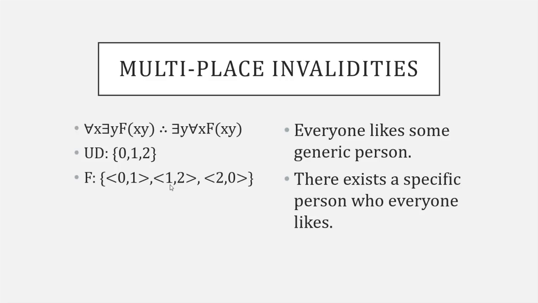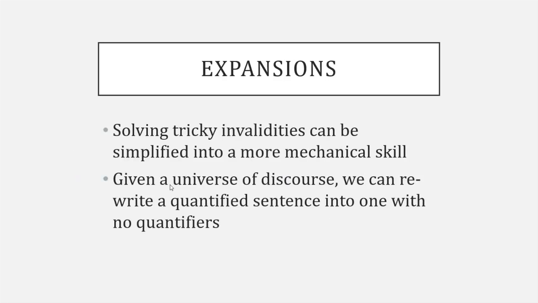Okay, so that's the basic idea of multiplace invalidities. We've got no longer objects satisfying these predicates, but pairs satisfying these predicates. Okay, so if that was a bit hectic, if you're thinking I'm not really sure what's going on and this is weird and uncomfortable and I don't like it, here's something that makes this easier to deal with. Expansions. And this is the last skill in the course, so enjoy this final skill that we're going to do.